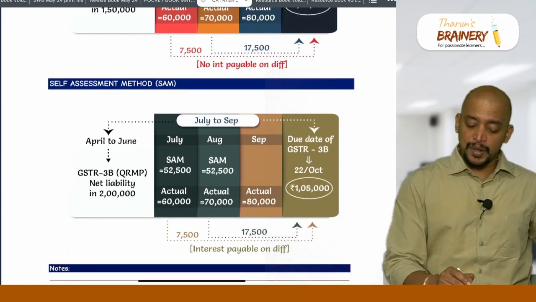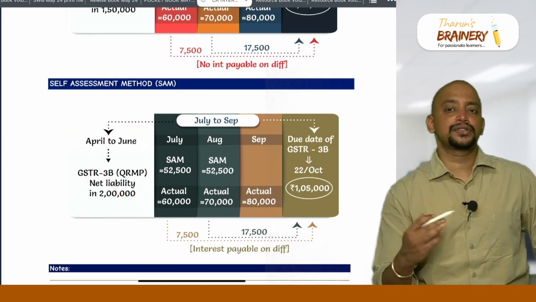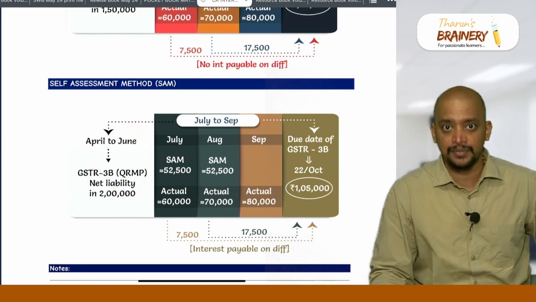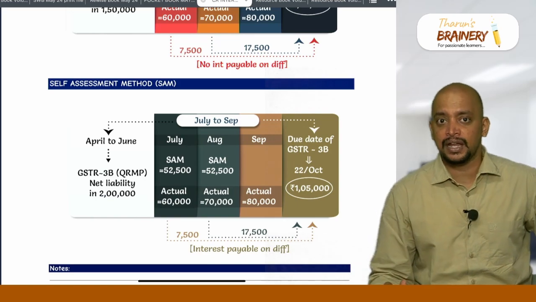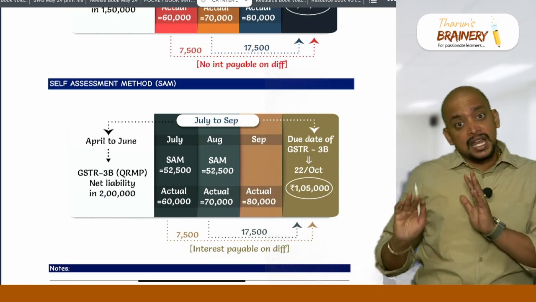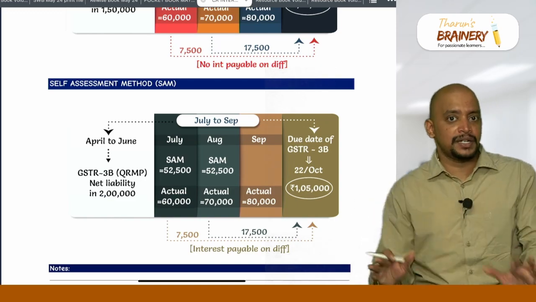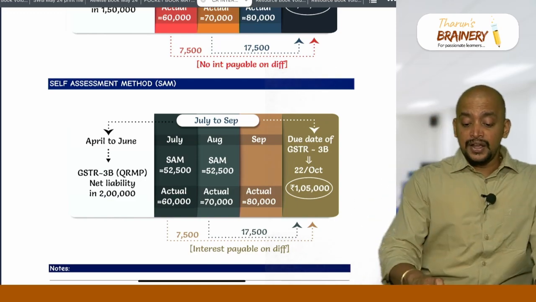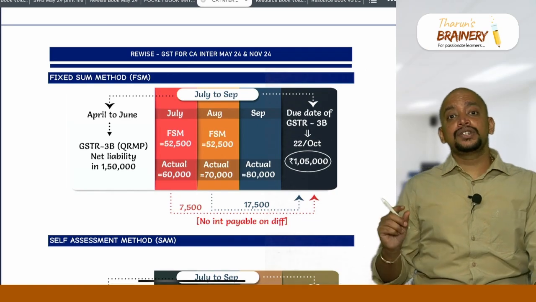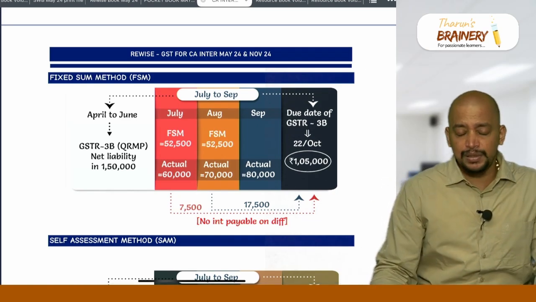Under the self-assessment method, irrespective of the previous quarter, in the first 2 months of this quarter you will ascertain your actual liability and pay. When should you pay? By the same 25th of the month following every month. If there is any delay in paying, then interest will be payable. This is common. In the same way, we need to ascertain the differential liability. What is the differential liability?